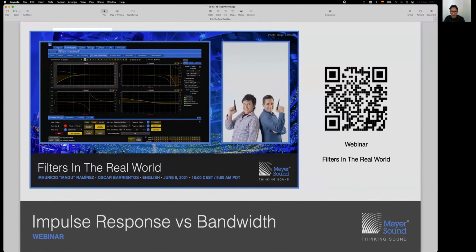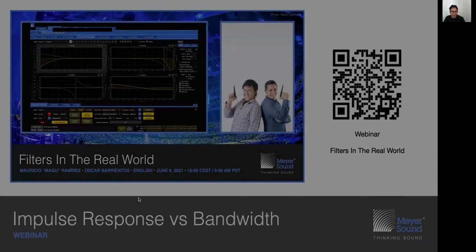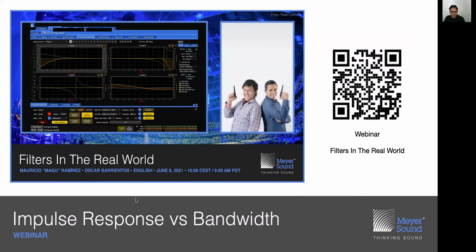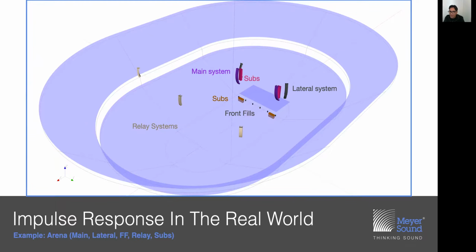And just to remember, we have another topic that is related to input response in real life. This is input response versus bandwidth. We talked about this topic when we did the Webinar filters in the real world. You could see that we have a QR code to let you see this video if you want to refresh that information. So as Magu mentioned, we were dealing with a real world example.